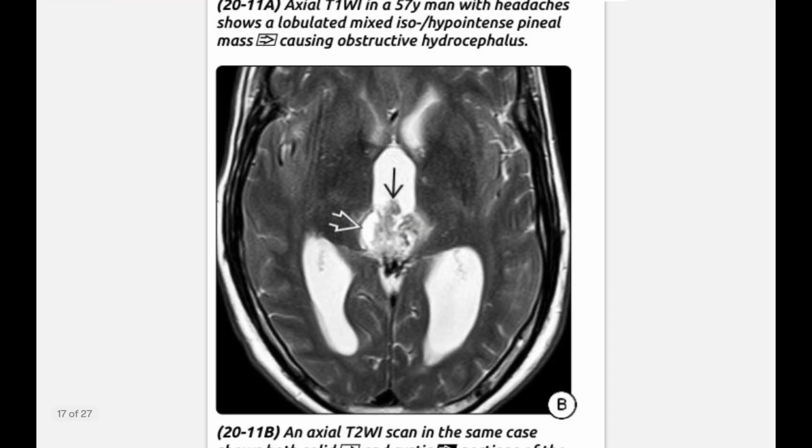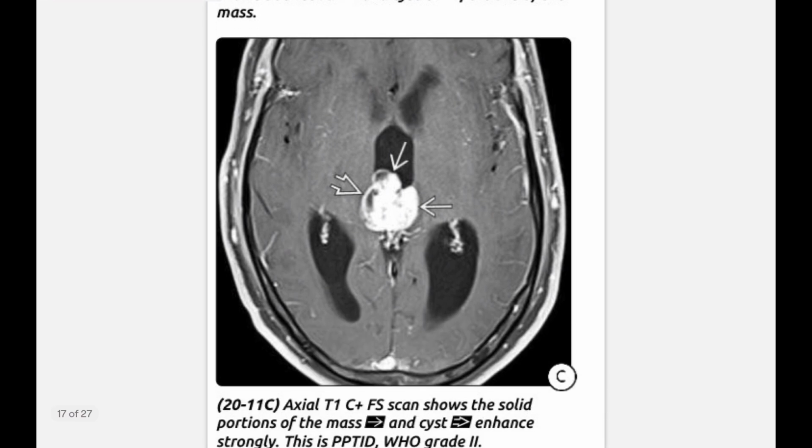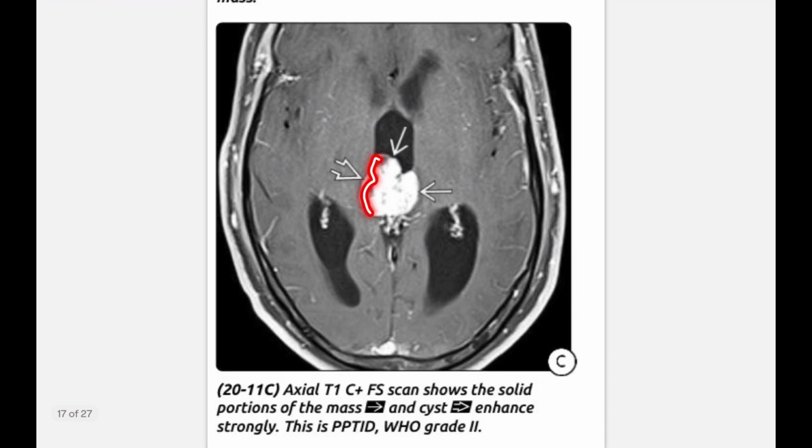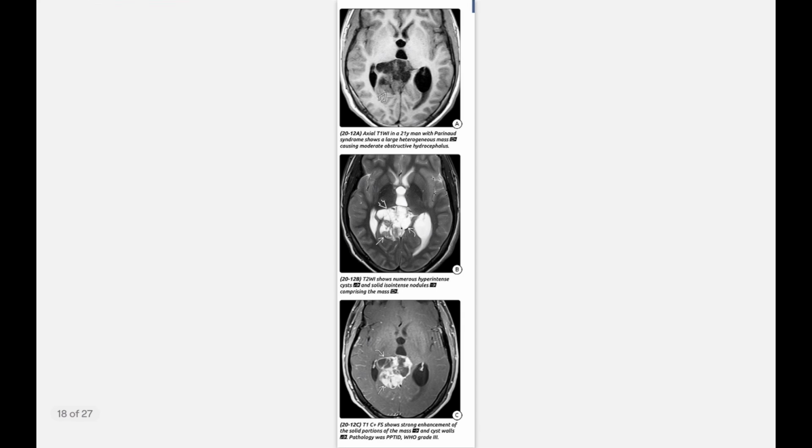The T1 weighted image. Now the T2 weighted image of the same patient shows a solid to cystic lobulated mass present over here, which is causing dilatation of the ventricular system. And this is the post contrast imaging of the same patient. We can see there is strong enhancement of the mass lesion. This is about the PPTID.